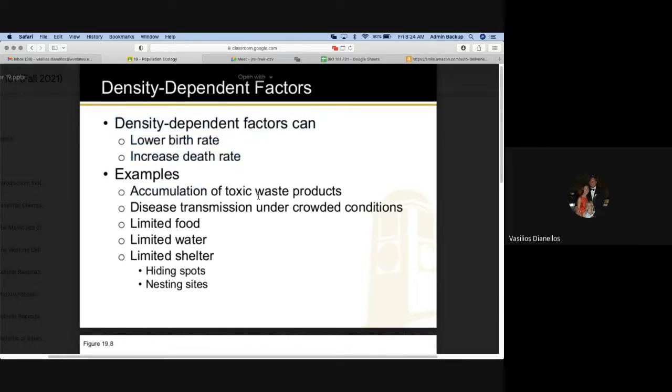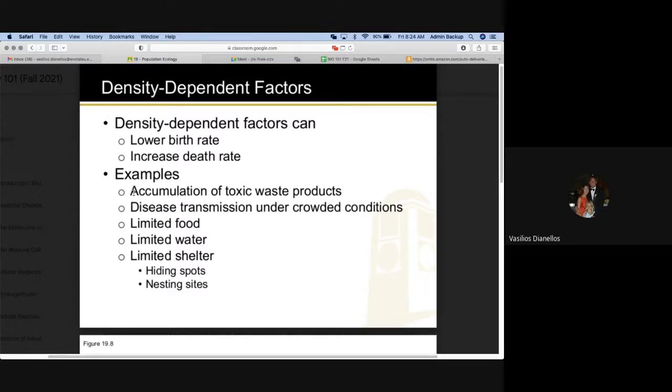Accumulation of toxic waste products. We don't think about that often because, for the most part, humans kind of take care of that. Now, that's a whole different discussion if we're talking about the health of the environment. But think about, I don't know, a good example might be a petri dish with bacteria on it. They produce things, right? We all do. Humans, we produce urine, we produce feces, we produce carbon dioxide, right, when we go through cellular respiration.